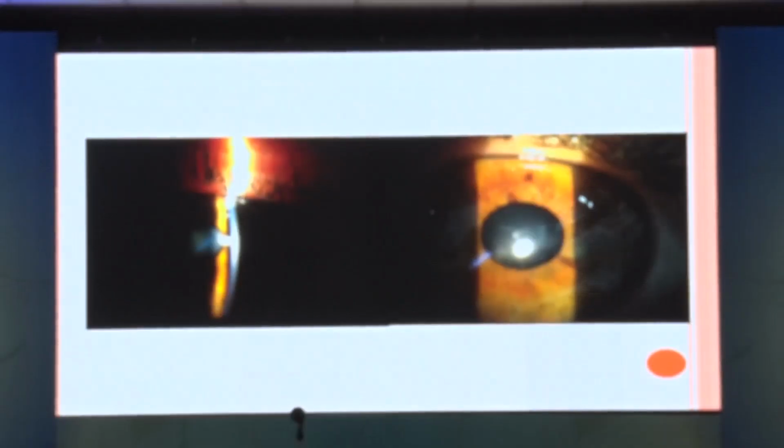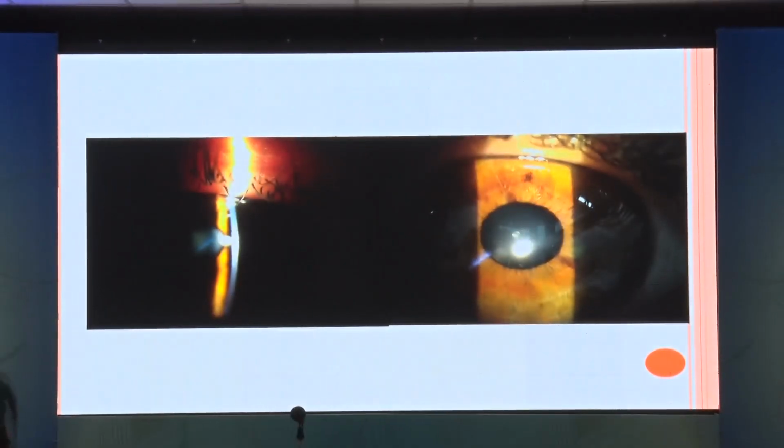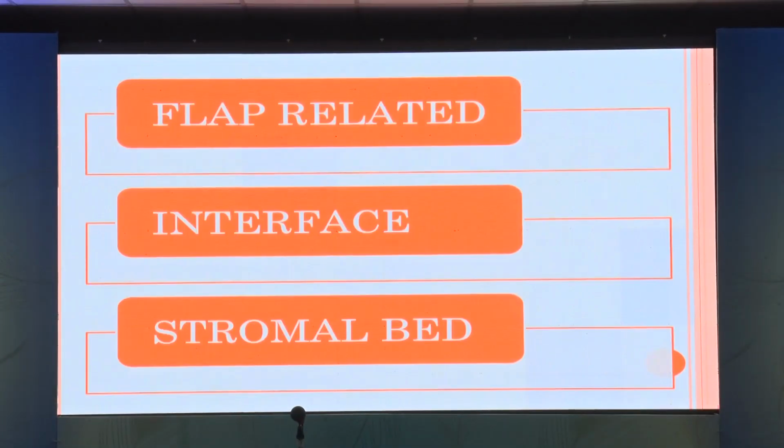This is a perfectly done LASIK eye without any complications. Very nice cornea, shining, without any stria or complications. The complications related to the microkeratome we can divide into three: flap-related complications, complications related to the interface, and complications related to the stromal bed.